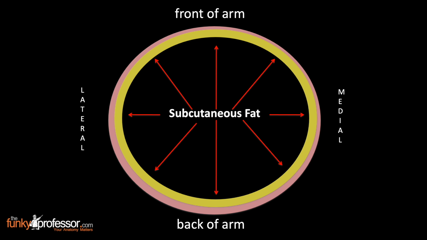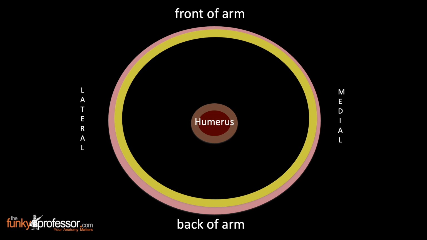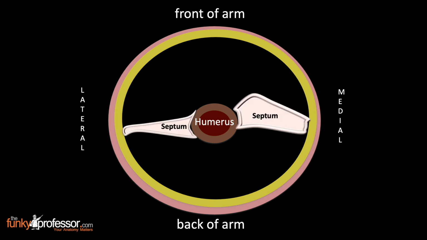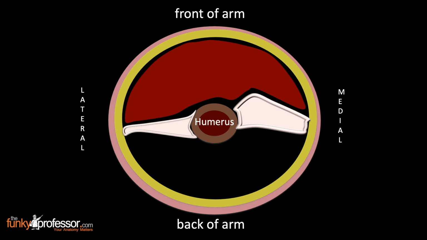The subcutaneous fat is the next layer under the skin. The humerus bone sits in the middle of the arm. There are two septa that come from the humerus and attach to the subcutaneous tissue. At the front of the arm is the anterior or flexor compartment. At the back of the arm is the posterior or extensor compartment.